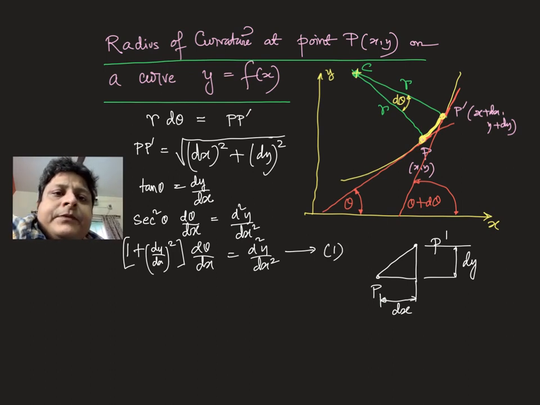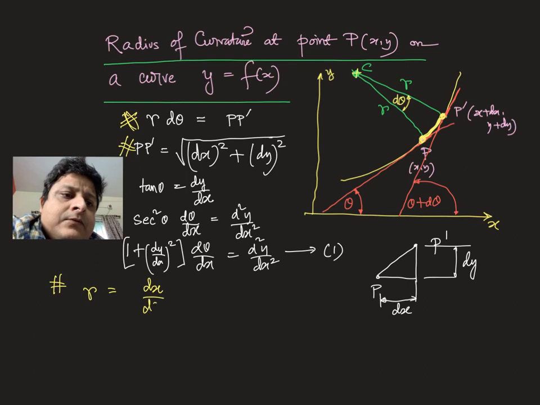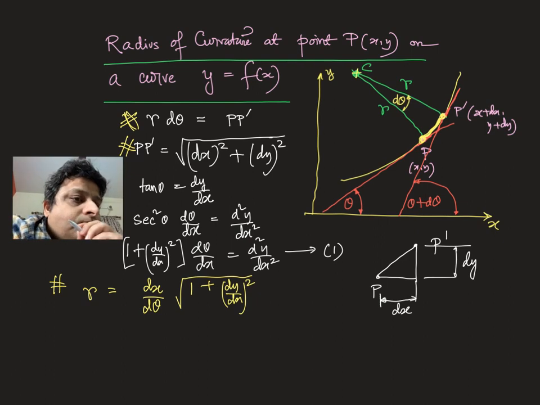Now from these two lines, first and second line, we'll get that R is P P dash by d theta. We will bring dx out of the bracket, so it becomes 1 plus (dy/dx) square, under the square root. Let's name this equation 2.